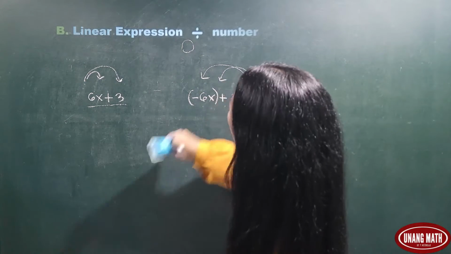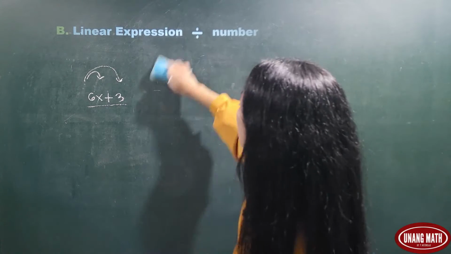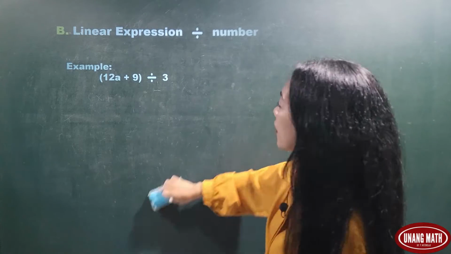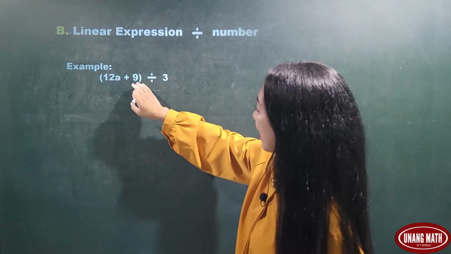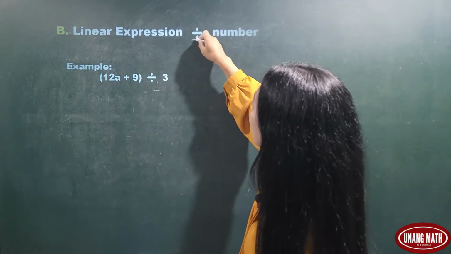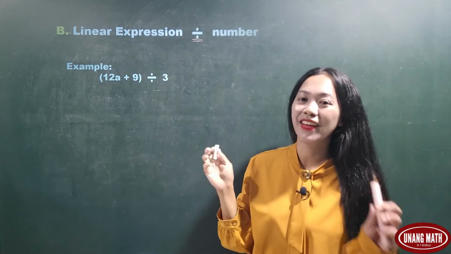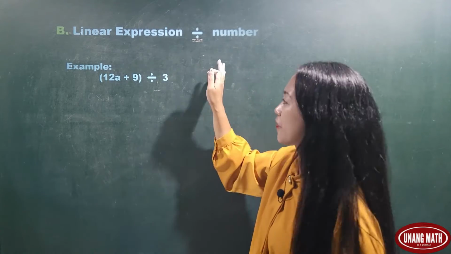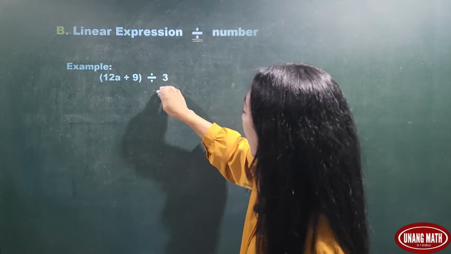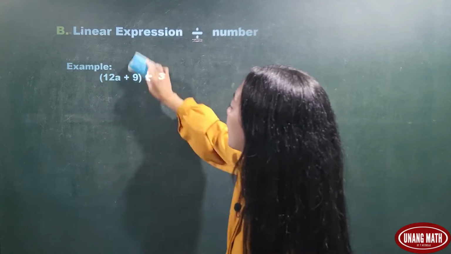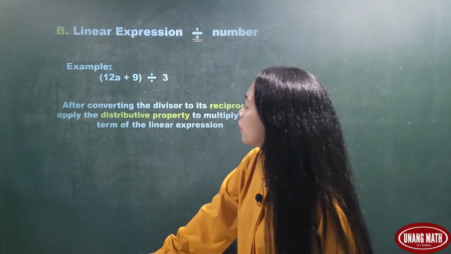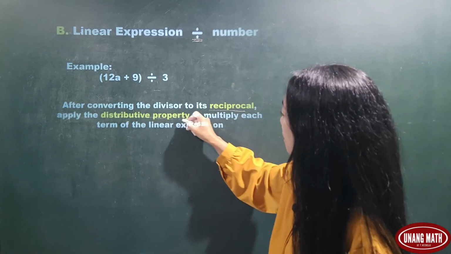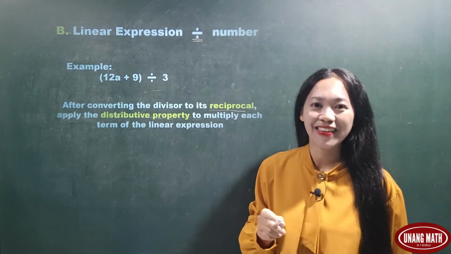Let's move on. This time, a linear expression divided by a number. Example, the linear expression 12a plus 9 divided by 3. Again, the operation is division, so we cannot interchange or reorder the given. If we do that, the answer would be different. In order to answer this, we need to convert the divisor to its reciprocal. Then we will apply the distributive property to multiply each term of the linear expression.